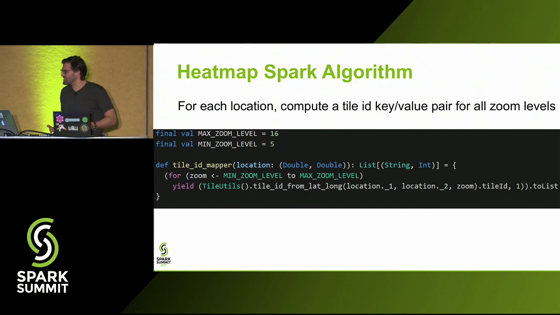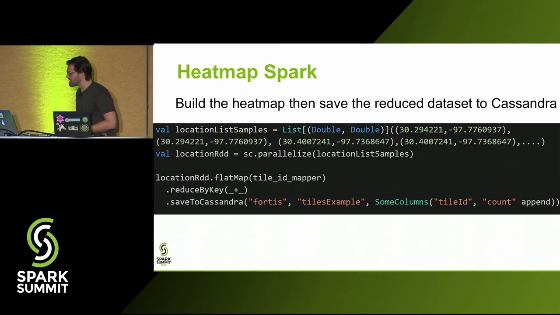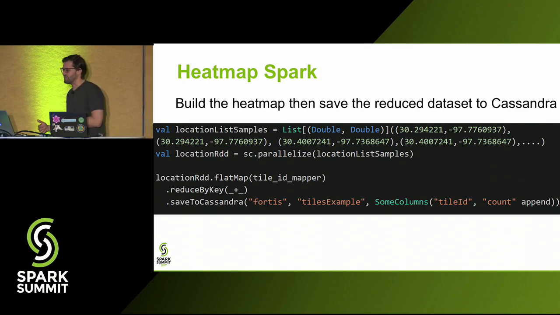So let's look at what an implementation of this concept looks like in Spark and Scala. We first compute the tile ID for all the zoom levels that we want. We have those constants above for the min and the max zoom of our tile ID mapper function. It takes in lat long, and it returns a list of tuples, with the key being that tile ID. With this mapper, the overall implementation in Spark is fairly straightforward. We use that tile ID mapper function, reduce it based on summation, and then we take the result and save it to Cassandra.